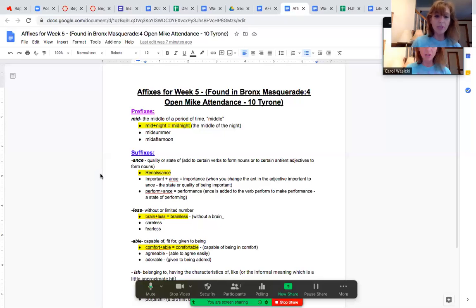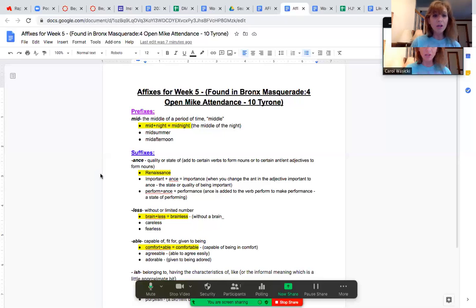Coming on down, able is our next one, our next suffix. It means capable of, fit for, or given to being. So from the story, we have the example comfortable. When we put comfort and able together, it's something that is capable of being in comfort. And then agreeable would be another example, able to agree easily. Adorable is another example, given to being adored, like a kitty cat. You could adore a kitty cat, right? A person is agreeable to whatever it is you're proposing. They are agreeing easily if they're agreeable with it. You didn't have to persuade them.